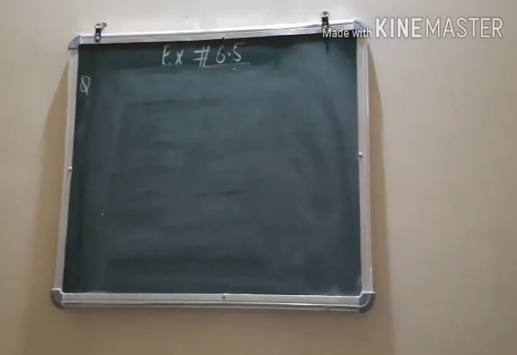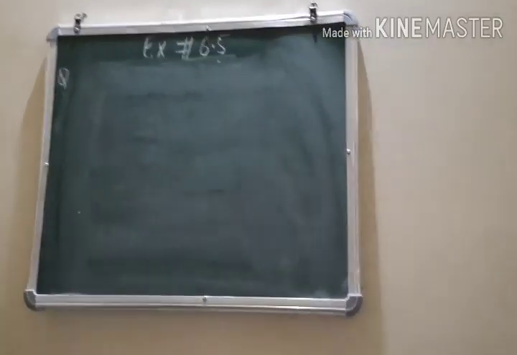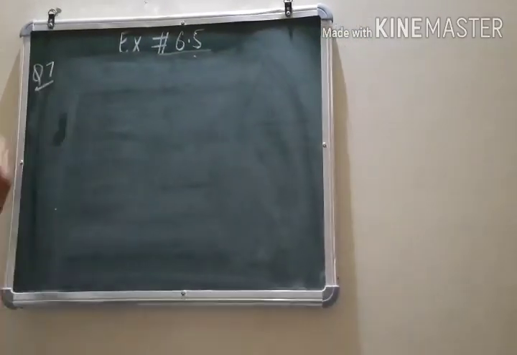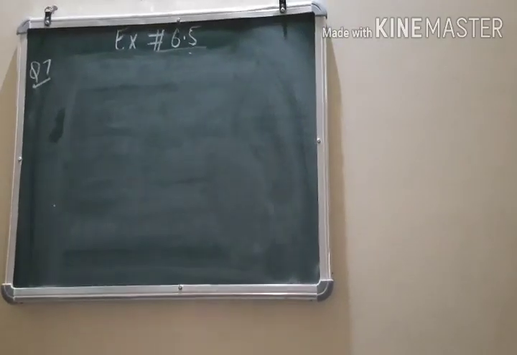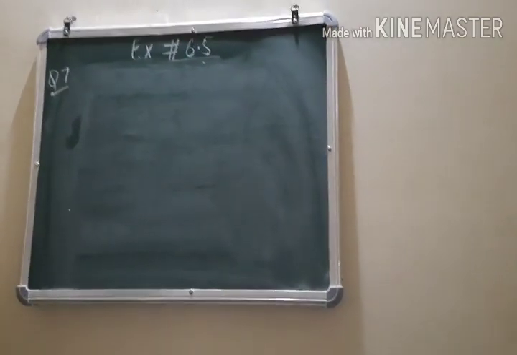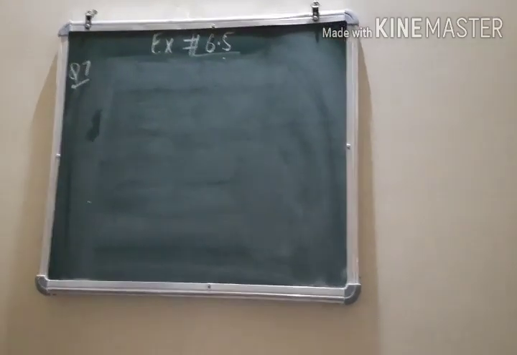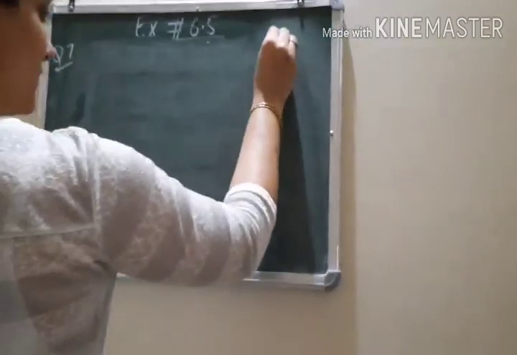Next is question number 7. Question number 7 is: prove that the sum of the squares of the sides of a rhombus is equal to the sum of the squares of its diagonals. The rhombus is there.